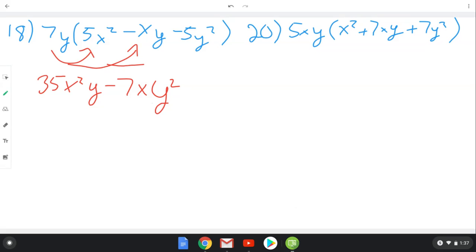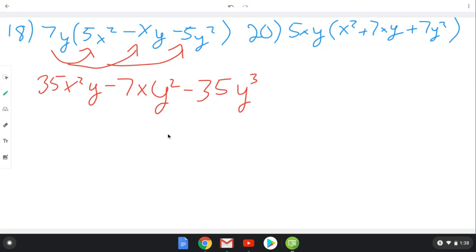So we do 7y times negative 5y squared. So I'm going to do 7 times negative 5 is negative 35. And then I'm going to do y times y squared. Again, I'm going to add the exponents. There's an invisible 1 here, so I have 1 plus 2. So that's y to the third power. So this is my final answer. That's all I'm doing. I'm just distributing, making sure that I multiply all the right pieces. And that's all we're doing on these.